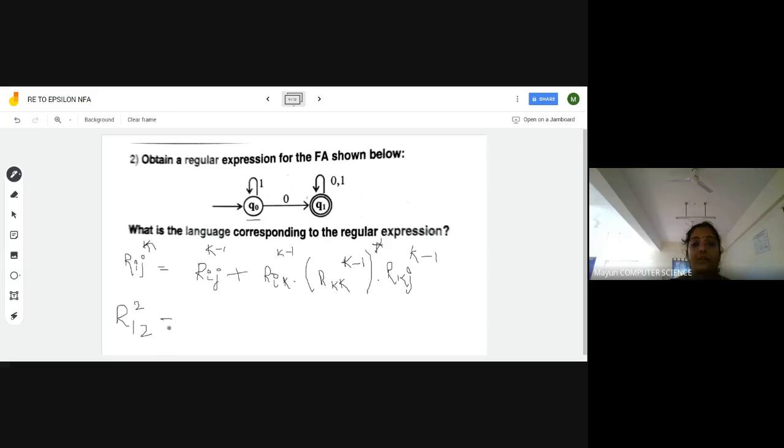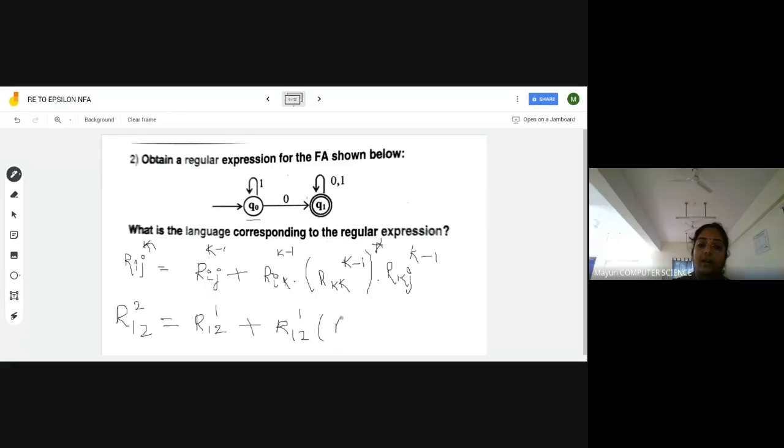So compute your terms here. R_ij^(k-1), so no change in ij. So R_12, what is k minus 1? 2 minus 1, that is 1. Plus, what is R_ik^(k-1)? So i is 1, k is 2, k minus 1 is 1.